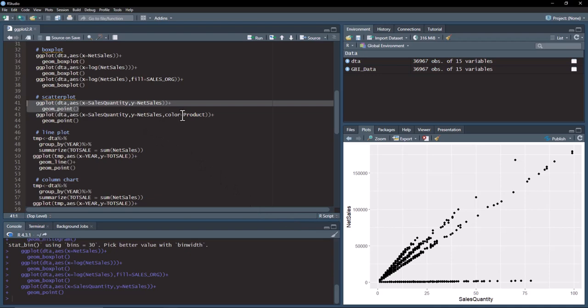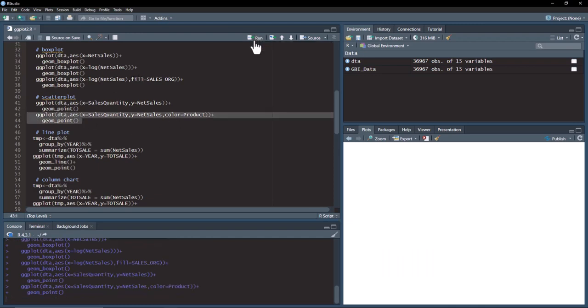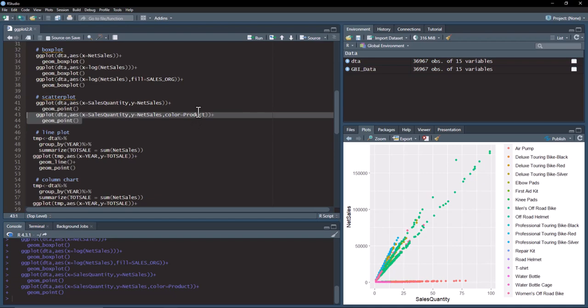We could also look at the products. So here, instead of doing fill, I did color, and it will plot the color by the product. It's going to be a little difficult to see because we have so many products. So we can't see all of the colors here. But notice the men's off-road bike, that's going to be in this group here.